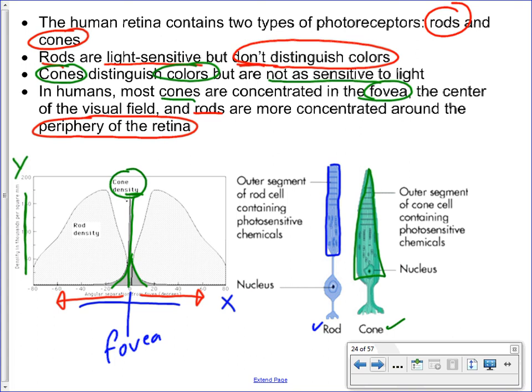In the case of the rods, exactly the opposite. For the rods, there are none of them right in the fovea, but as we go away from the fovea, we can see that there are higher concentrations the further away we get.